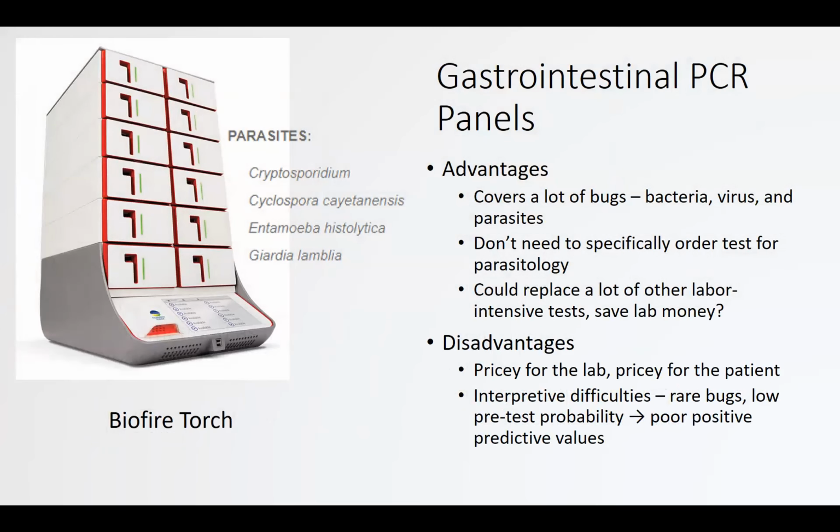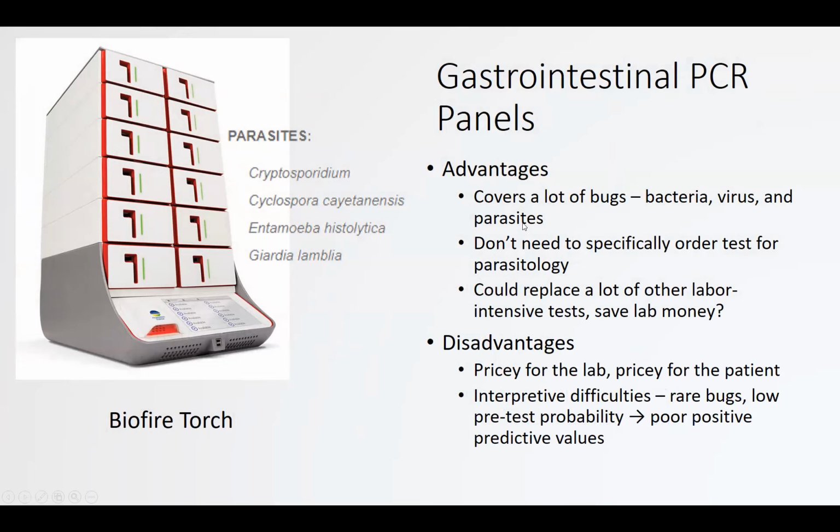And these days, you can't overlook the GI pathogen panels. The one that's really on the market, with the highest share of the market, is going to be the BioFire GPP, the gastrointestinal pathogen panel. These are the 4 parasites that it looks for. There are others out there. The only one that I know is really on the market now is the BD Max from Becton Dickinson, which looks at Crypto, Entamoeba, and Giardia.